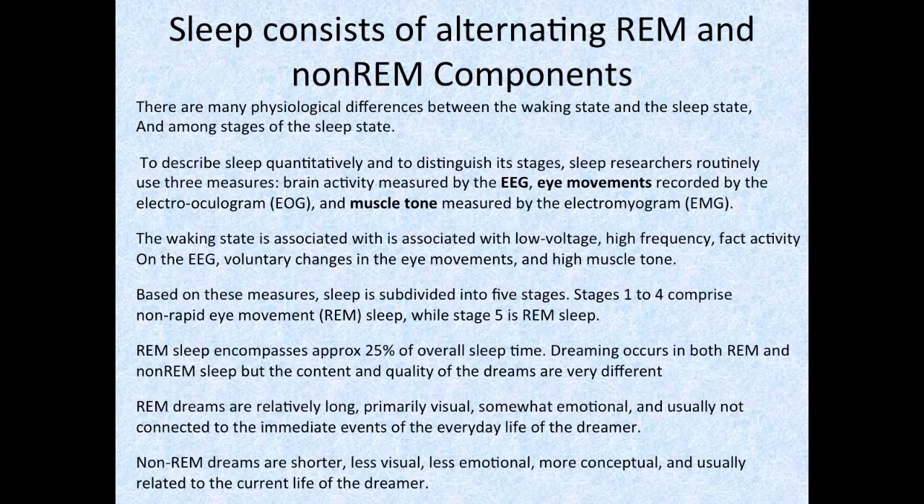REM dreams are relatively long. They are primarily visual. They often are very emotional, and they are usually not connected to the immediate events of the everyday life of the dreamer. While non-REM dreams are shorter, less visual, less emotional, much more conceptual, and usually much more related to the current life of the dreamer.